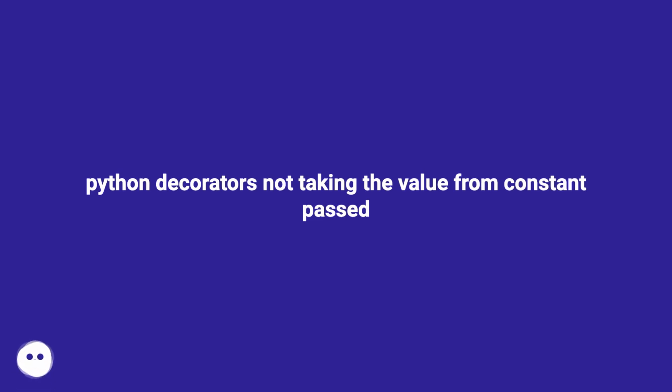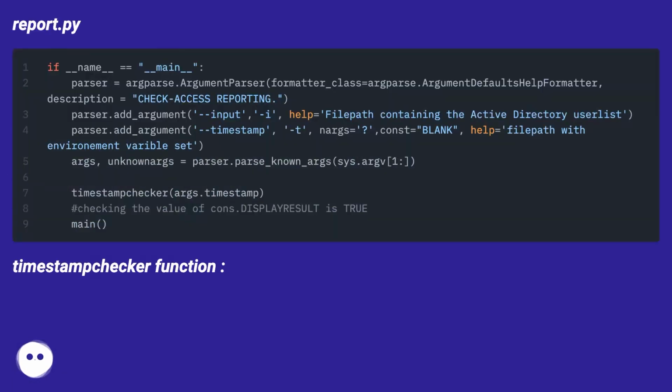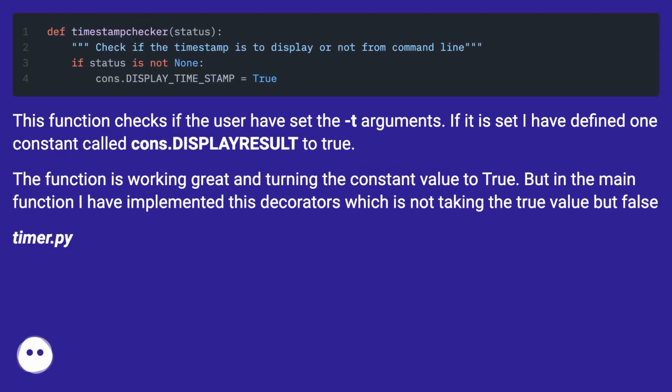Python decorators not taking the value from a constant. Report.py. Timestamp checker function. This function checks if the user has set the t argument. If it is set, I have defined one constant called cons.display_result to true. The function is working great and turning the constant value to true.